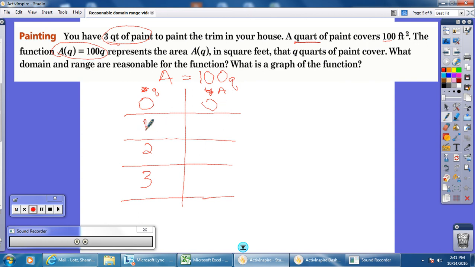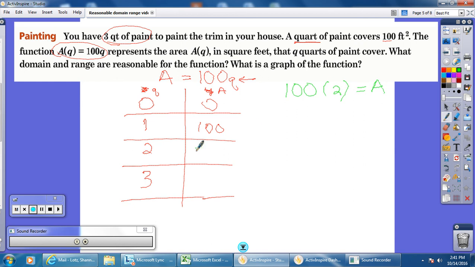Now, if I use 1 quart of paint, and if 1 quart of paint covers 100 feet, I plug in 1 right there. 1 times 100, well, 100 square feet, right? Now, 2. If I use 2 quarts of paint, well, I just plug it in. 100, I'm going to use 2 quarts of paint. That's equal to my area.